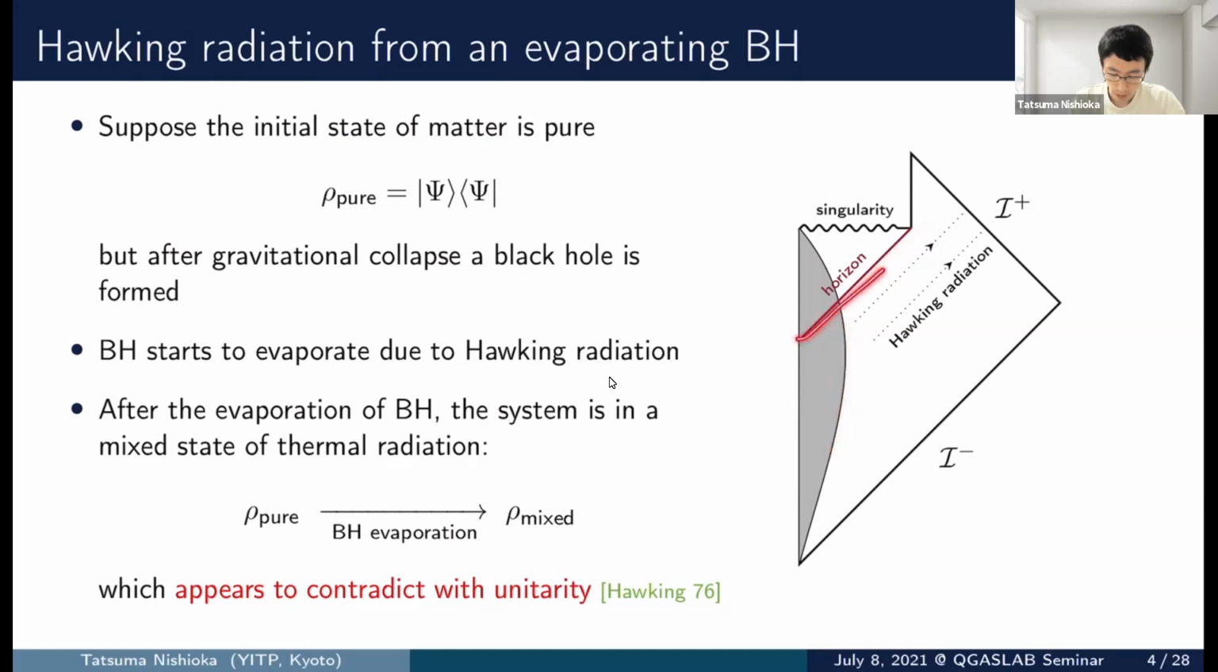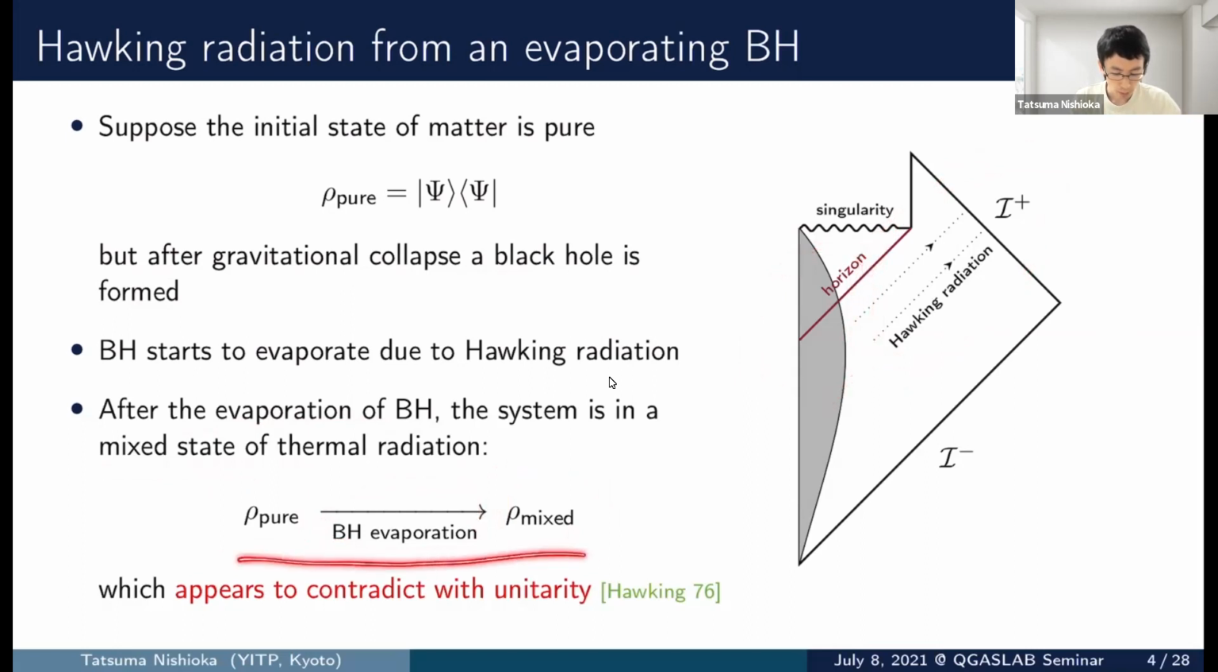After becoming a black hole, the black hole starts evaporating. Due to the Hawking radiation of quantum matter, the black hole starts shrinking, and in the end the black hole completely evaporates. After the complete evaporation, the system is in a mixed state of thermal radiation. So you are only left with Hawking radiation. Even if you start with a pure state, after the black hole evaporation you end up with a completely mixed state, which is fixed by the mass of the black hole.